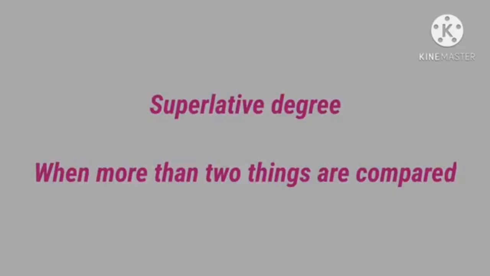Third one, superlative degree. When more than two things are compared, the superlative degree is used to show the highest or lowest degree of quality. Okay, two things are compared, we use comparative degree. More than two things are compared, we use superlative degree.